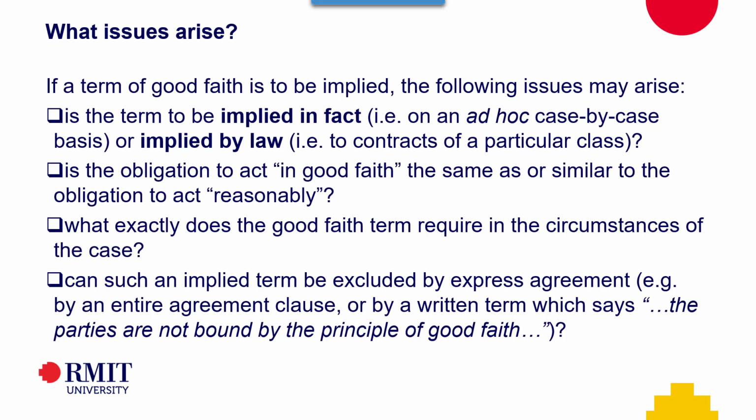So a few issues arise. Is the term to be implied in fact or implied by law? So far the courts have seen both. But the way that we understand where it arises could be different. Is an obligation to act in good faith the same as or similar to an obligation to act reasonably? Do we have some kind of Likert scale here, where we have an obligation to act reasonably, we have an obligation to act diligently, and then in good faith, and then in the utmost good faith? And how do we tell the difference between those things? And if in creating these different categories, do we end up with something lesser?